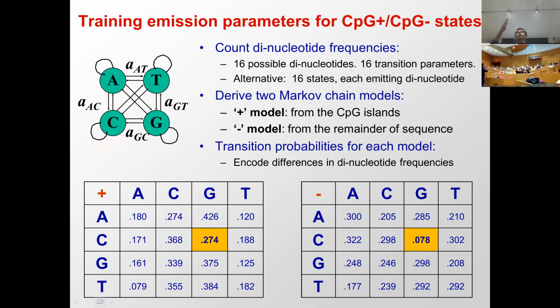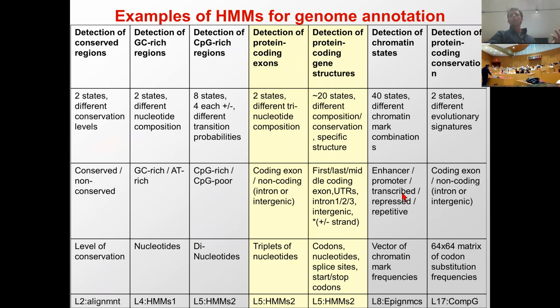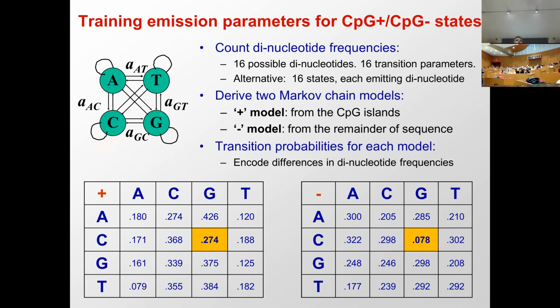Okay? So now, when I define my probabilities, before I had eight parameters effectively in addition to the transition probabilities. I had eight emission parameters, which were simply the probability of A, C, G, T according to each of the states. Right now, I have 16 parameters for each of the states, in addition to the transition parameters between CpG plus and CpG minus. So it's equivalent to having much richer emission parameters, because now I need to worry about the probability of dinucleotides. Okay? Who's with me on this? Raise your hands if you're with me.